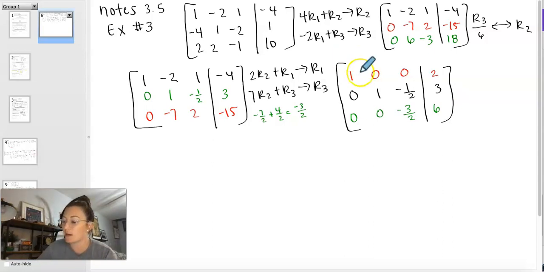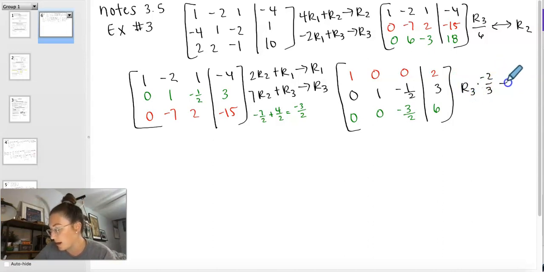All right, so my second column's done. Now we're on the third column. First thing to do is get your 1 where you want your 1. So how do we get a fraction to become a 1? We just multiply it by its reciprocal. So I'm just going to take row 3 and multiply it by negative 2/3. And I'm replacing row 3.